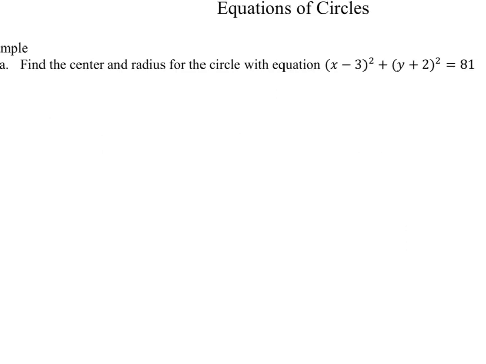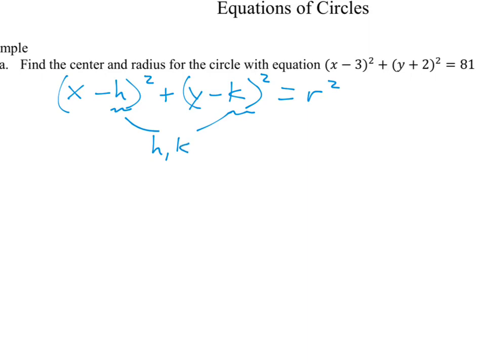If you're going to find the center and radius of a circle given some equation, you have to remember the format that it's given in, which is (x minus h) squared plus (y minus k) squared is equal to r squared. The h and the k are the coordinates of your center, and r is your radius. Hopefully you knew that or remember already.